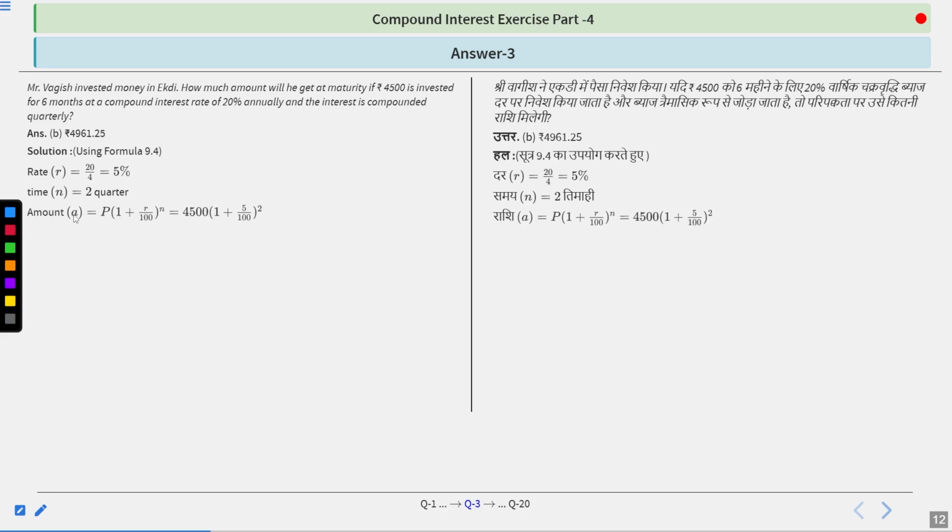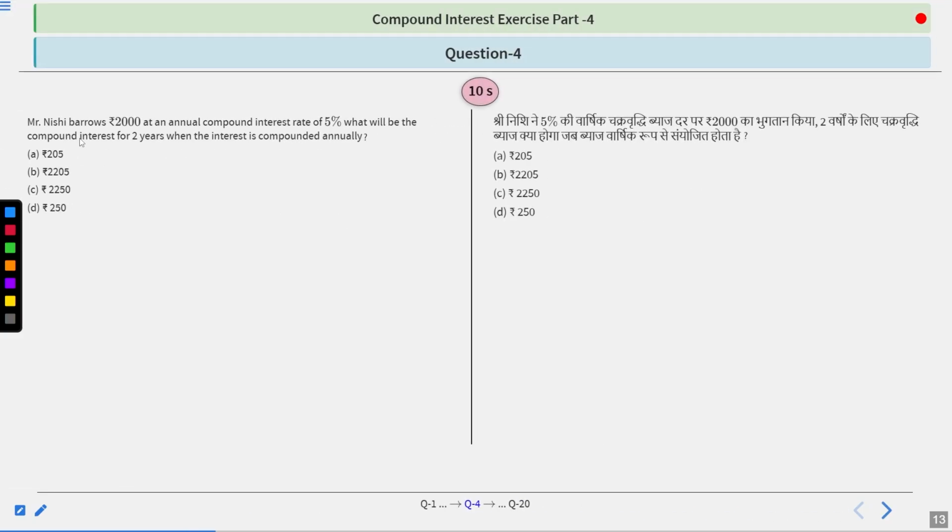Therefore, amount is going to be equal to P into 1 plus R upon 100 whole power n using formula 9.4. So putting the values of P, R and N, we get 4500 into 1 plus 5 upon 100 whole power 2. Therefore, 4500 into 1 plus 5 upon 100 is 21 upon 20. Power is 2, so we have written 21 upon 20 into 21 upon 20. After simplification, we get 4961.25 rupees as our answer. So option number B is the correct answer.